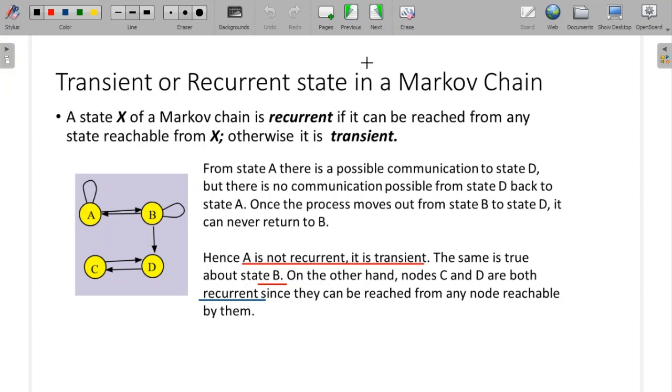For example, in this image, state C reaches out to state D, and I can also reach back to state C from state B. The same is true for state B. Therefore, C and D are recurrent. However, state B is not recurrent because B reaches out to B, but you cannot reach B from B. There is no possible transition to reach B from B. The same can be said about state A. From A, I can reach B, but I can never come back to A from B. So A and B are not recurrent. We call them transient. C and D are in fact recurrent.